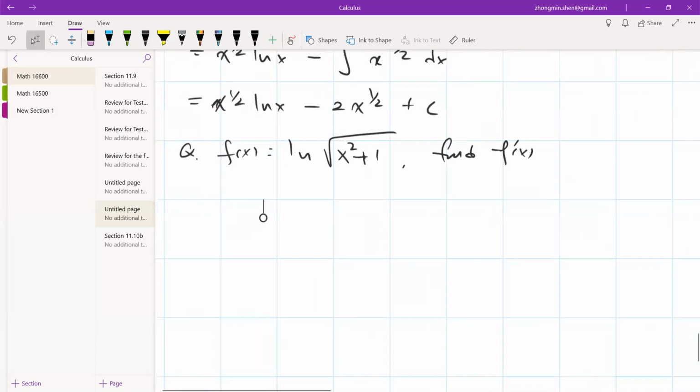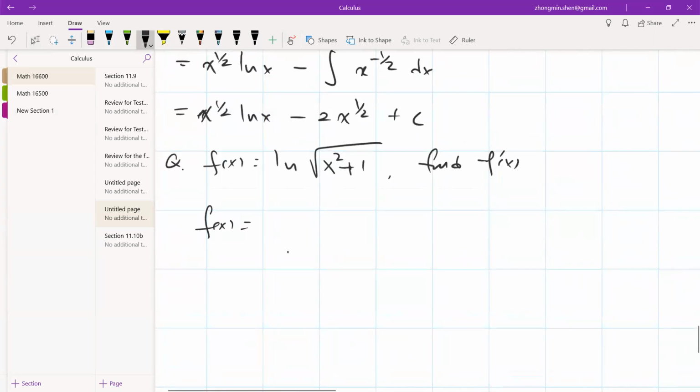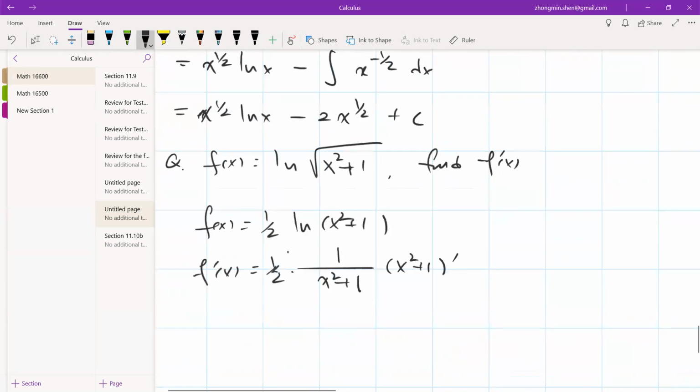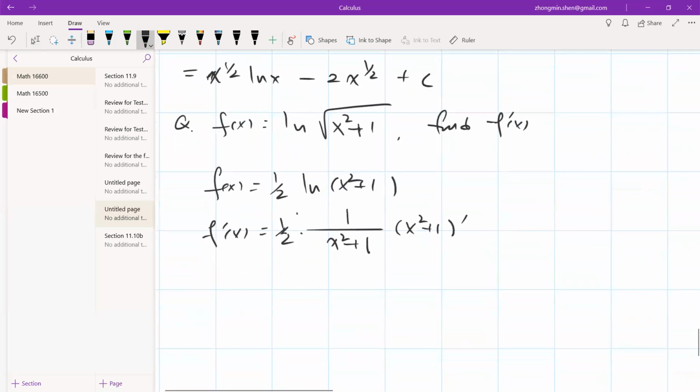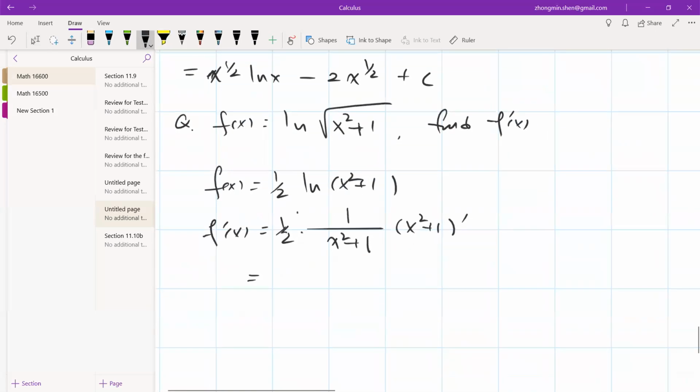So it's going to be 1/2 natural log of x squared plus 1. And after that, then it's much easier, right? Then the derivative is going to be 1/2. Whatever inside the natural log, you have to put in the denominator. Then you have to differentiate this term, right? And then you get 2x on the top, right? Then you simplify it to x over x squared plus 1.